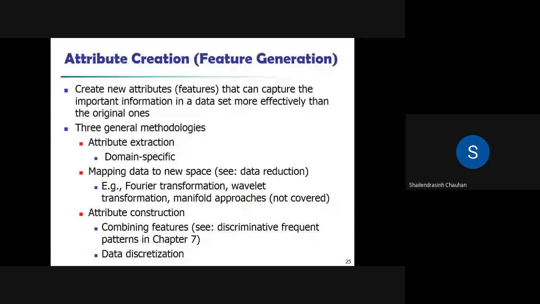Next is attribute construction. Here you are constructing attributes by combining features. As we discussed earlier, let's say 5 attributes are there. By combining all those 5 attributes, you can represent them with a single attribute. That is combining features, or attribute construction, and discretization. Data discretization can also be used to create or generate features.